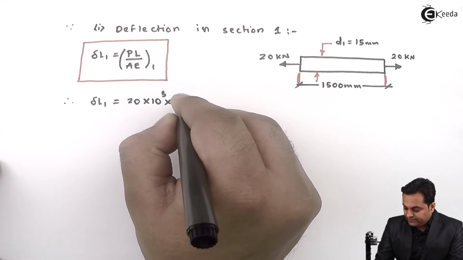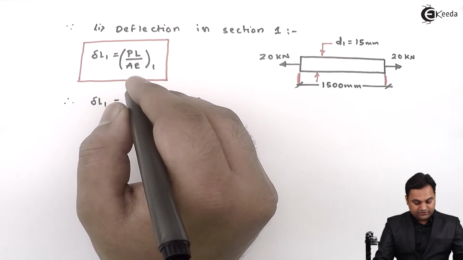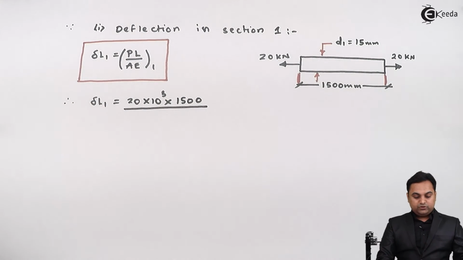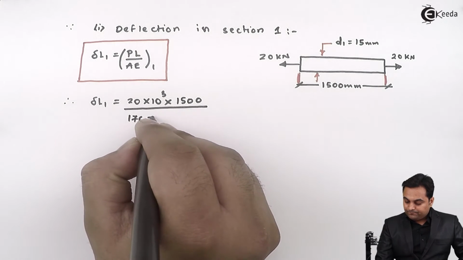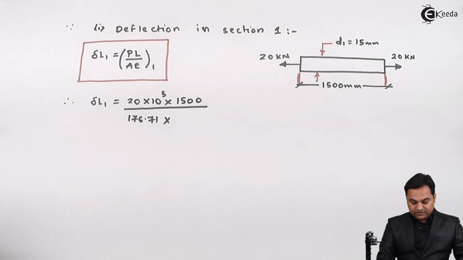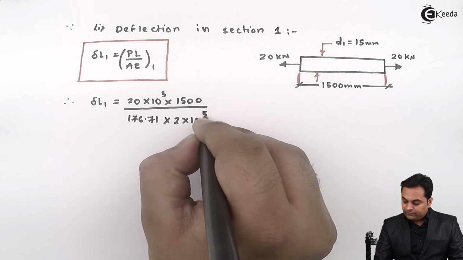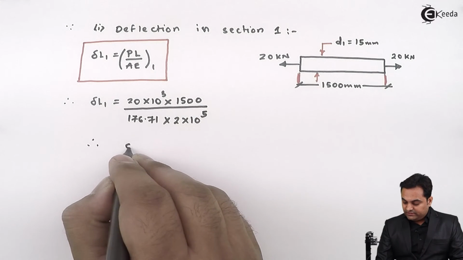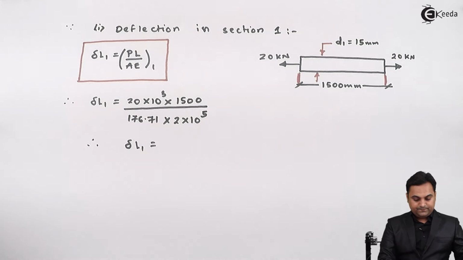Length is 1500 mm divided by area of the first section, that was 176.71, and Young's modulus is 2 into 10 raised to 5. So from this I will get the deflection in the first section and my answer is 0.85 mm.